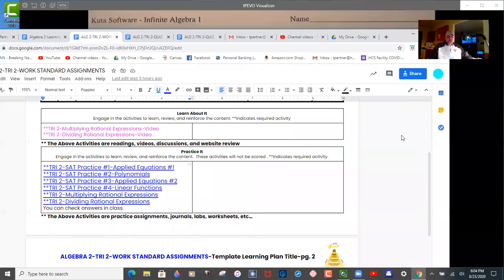This is the multiplying rational expressions assignment. It is in your work standards assignments module, and I'll be going through a few of these. And remember that this counts as part of the grade in that standard, along with these other assignments that you see that you should have either turned in by now or maybe you still are working on them by now.